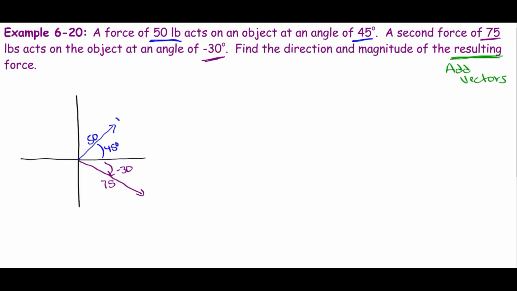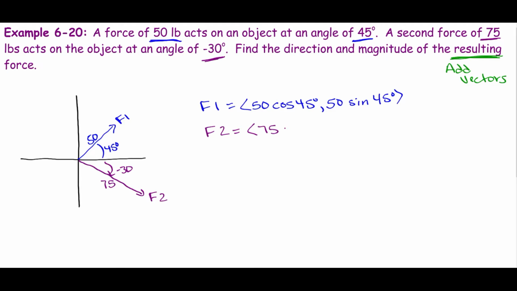So let's call this one force 1, and we'll call this one force 2. The first thing that I'm going to do is find the component form of force 1, which is 50 times the cosine of 45 degrees, and 50 times the sine of 45 degrees. Force 2 is going to be 75 cosine negative 30 degrees, 75 sine negative 30 degrees. So my resulting force is going to be the two of these added together.